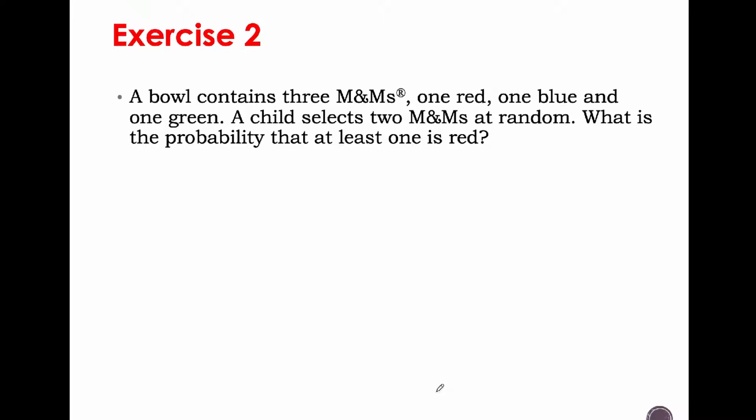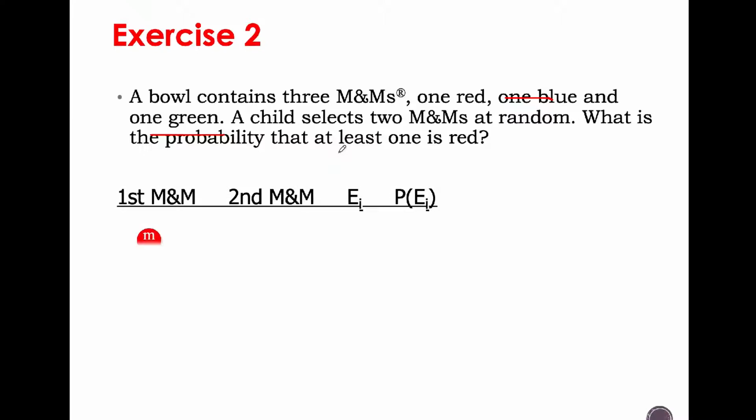A bowl contains 3 M&Ms, one red, one blue, and one green. A child selects 2 M&Ms at random. What is the probability that at least one is red? Okay, as usual, this is the normal practice for you to come out with. Because from this kind of practice, you can learn and understand probability better.